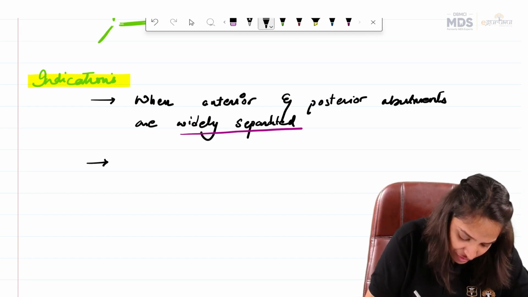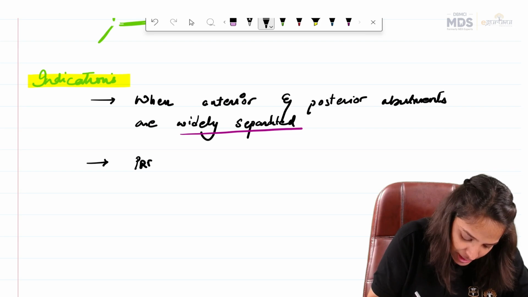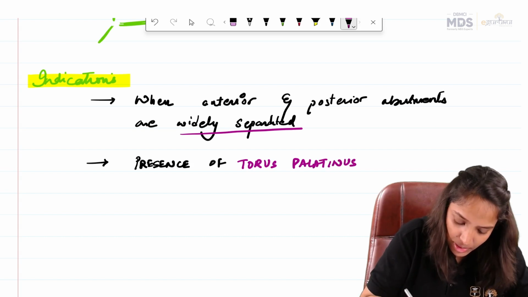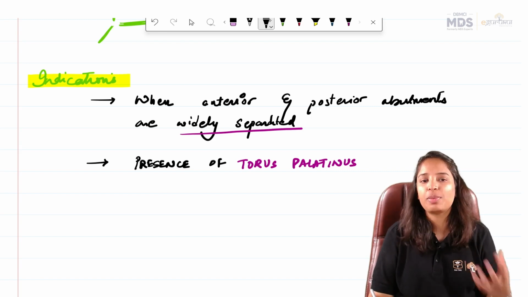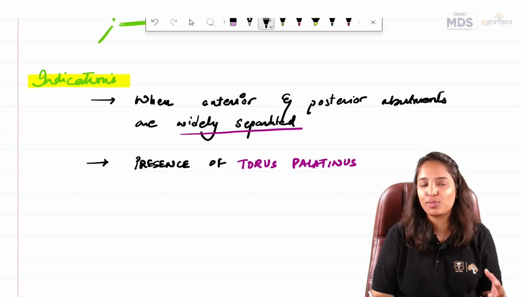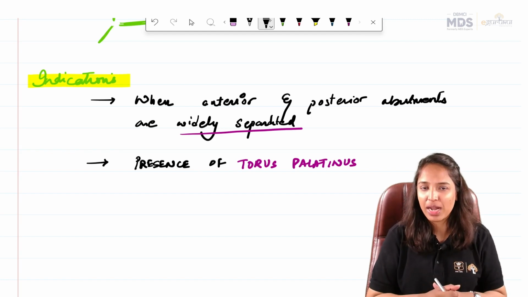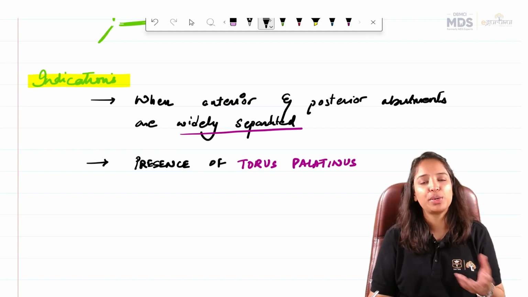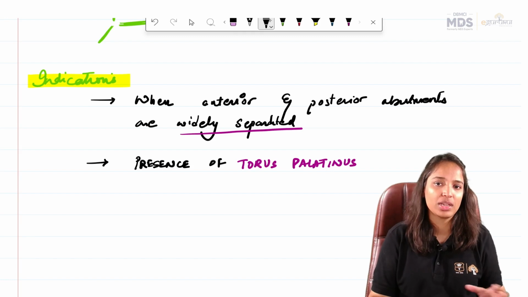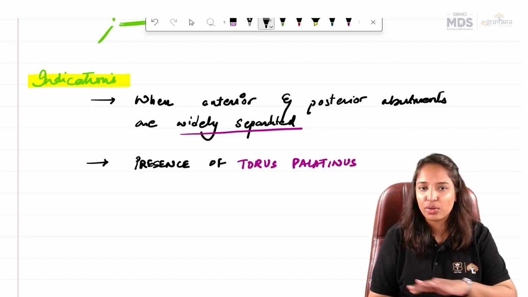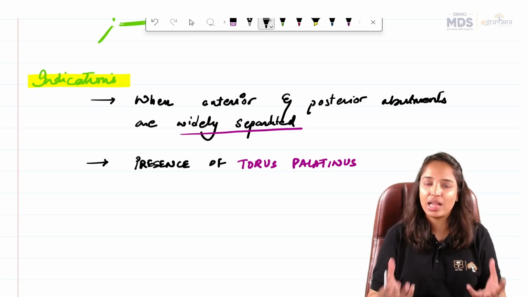Second indication, very important, is presence of torus palatinus. Now we all know that torus palatinus is an exostosis of the bone usually formed in the center of the palate. It is however more common in the mandible as torus mandibularis, but we still see it in a lot of patients. Now when that structure is present in the center of the palate, you cannot cross over it, especially when it is larger in size.